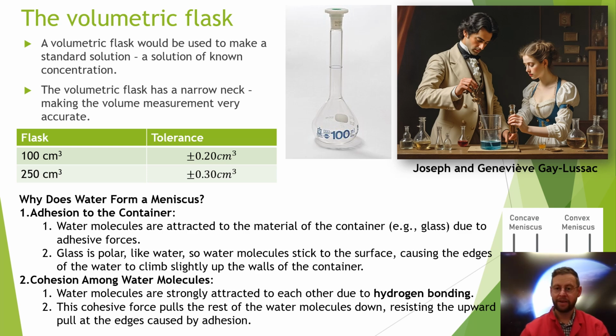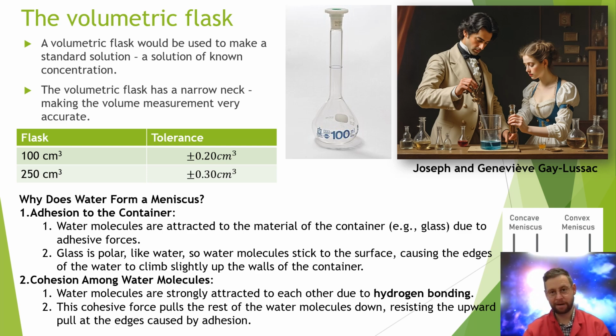Now, depending upon the size of your flask, there are different tolerances in terms of what is the smallest amount you could measure. In a 100 cm³ flask, it's going to be plus or minus 0.2 cm³. And in the larger 250 cm³ flask, it's going to be plus or minus 0.3 cm³. Now, these are details you're going to have to remember later when you are asked to make suggestions about what the accuracy of a certain experiment is likely to be.